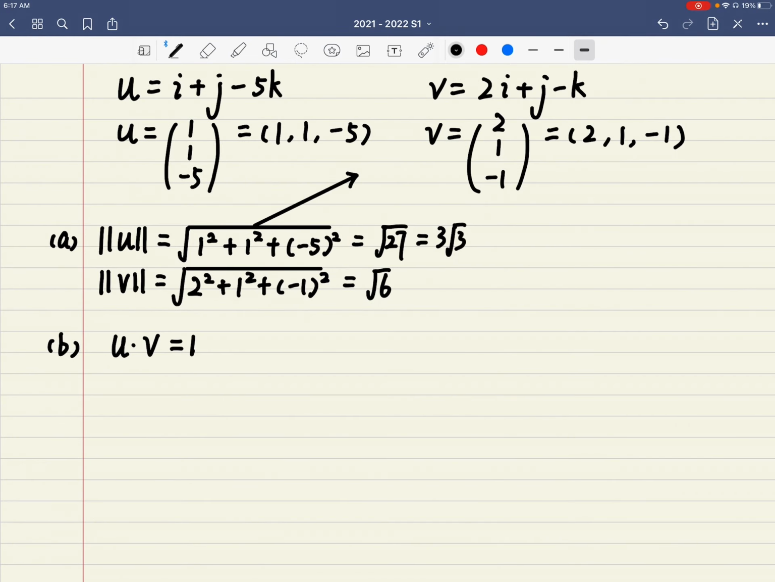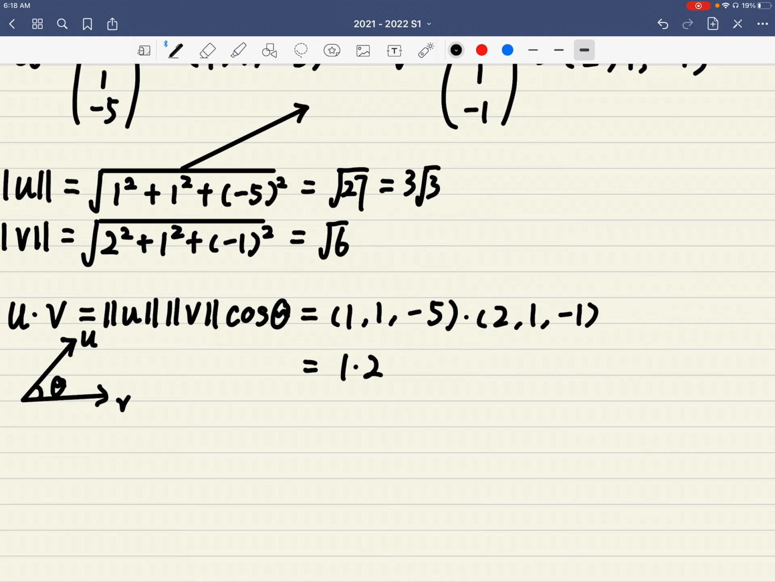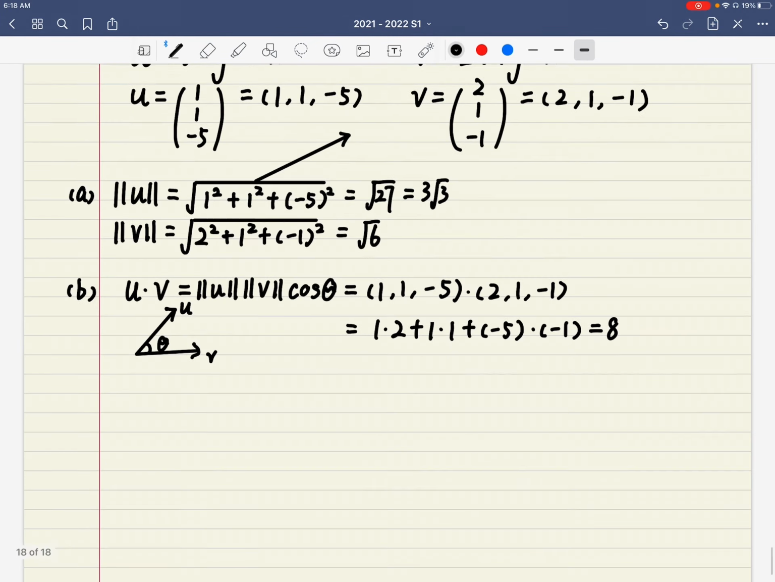Or you can also get the dot product if you already have the representation of u and v. So you already know u is (1, 1, -5) and v is (2, 1, -1). So just do the dot product by multiplying the first two numbers together, plus the product of the second numbers, and plus -5 times -1. The result is 8. So there are two ways to get the dot product.